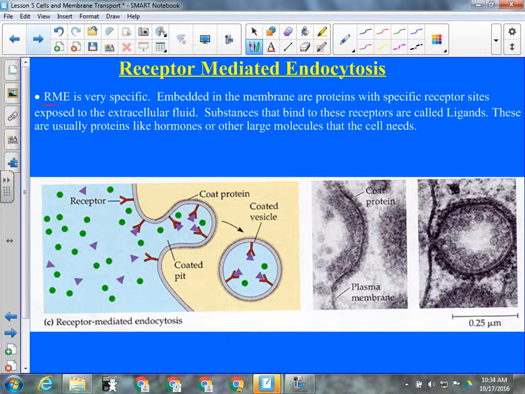Okay, so RME is very specific. There are receptor proteins, specific receptor sites. Substances bind to those, and you don't need to know that they're called ligands. They're usually proteins like hormones that the cell needs. So RME is specific, and it's taking in proteins like hormones. Mechanically still the same: the membrane changes shape.